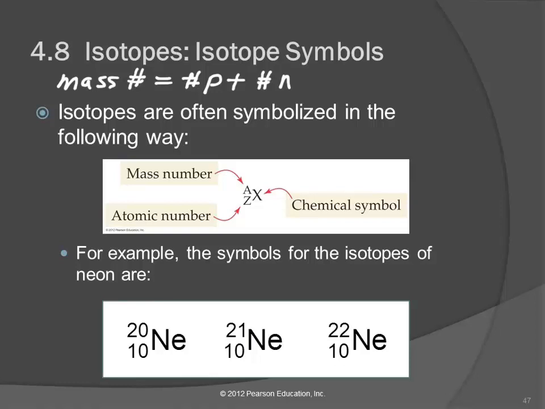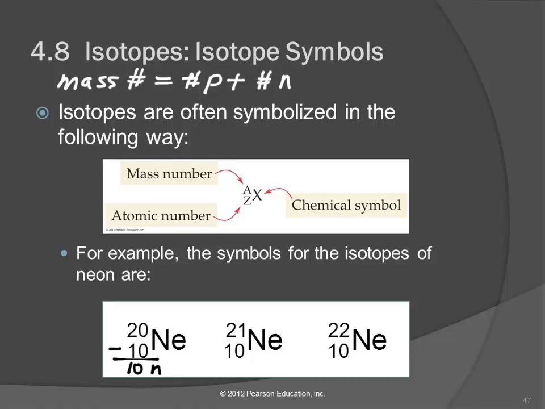So we look at this example here, neon, we call this neon 20. All neon atoms have 10 protons. This one has a total of 20 particles with mass. 10 of them are protons, and the other 10 are neutrons. So what we can do is, it's like they stacked them up so that we could subtract. And that gives us the number of neutrons.